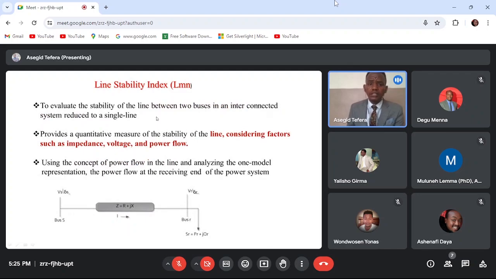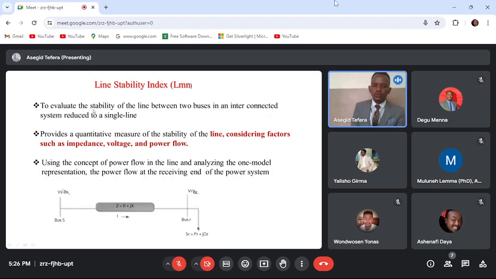The second one is the line stability indexes, which are very useful to our thesis, to evaluate the stability of the line between two buses in an interconnected system reduced to a single line. So we take two buses, bus 1 and bus 2, and it evaluates the stability of the line by measuring the line data, considering factors such as impedance, voltage, and the power flow.